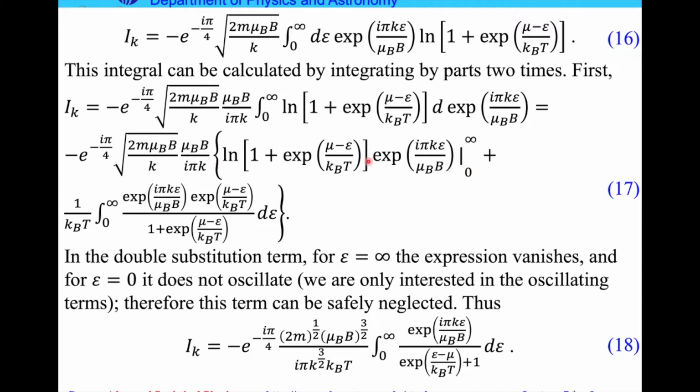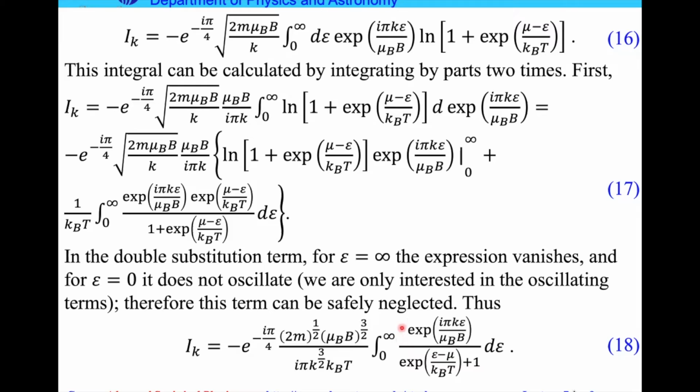So this is the derivative of the logarithm. It gives me the argument of the logarithm. This is the derivative of the argument, which is exponential, over its argument. And finally, the derivative of the argument, mu minus epsilon over kBT, with respect to epsilon gives me minus. That gives me total sign plus. So this is this expression. I am neglecting the non-oscillating term, not because it is small, but because it doesn't oscillate. I don't care about it. So neglecting it, I get IK in this form. So only this integral is left.